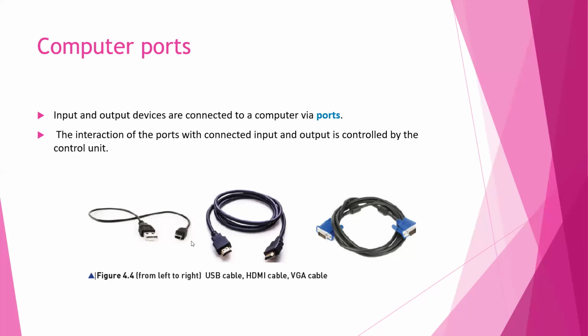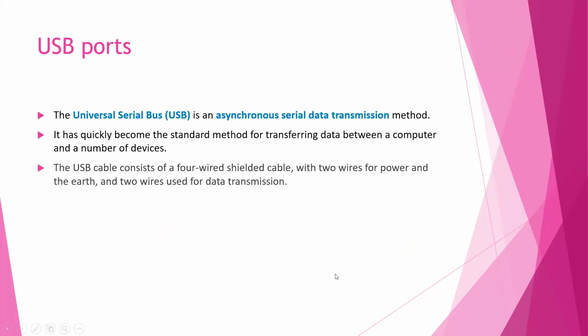From left to right, this is a USB cable that we use. This is an HDMI and this is a VGA cable. As you know, the USB port, Universal Serial Bus, allows for asynchronous serial data transmission. Can you name some of the benefits concerning USB? Standard for all devices, can allow devices to be charged, is backward compatible.